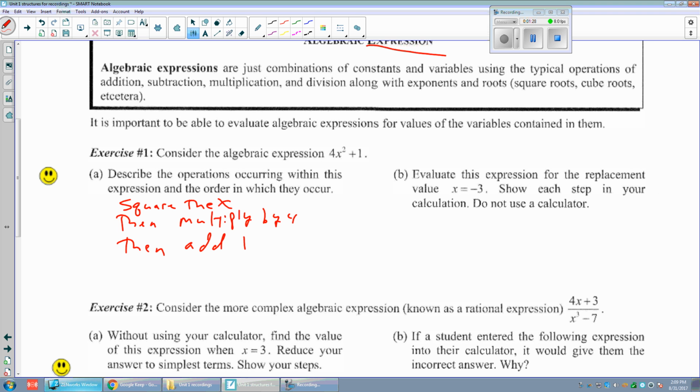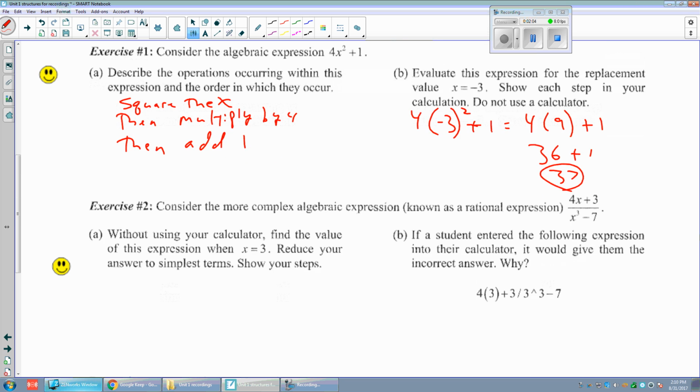Let's evaluate this expression for the replacement value of -3. Remember, when you have positive and negative numbers, or especially negative numbers, put it in parentheses so we know that it's not 4 minus 3. It's 4 times (-3) squared plus 1. Okay, now what do we do? Show each step in the calculation. It's 4 times 9 plus 1. Then it is 36 plus 1, which is 37. So let's see if our calculator is ever going to lie to us.